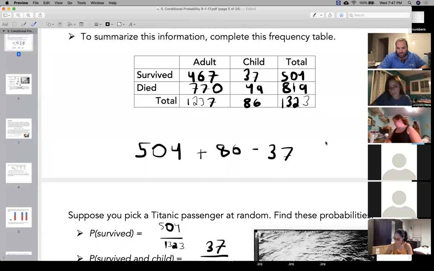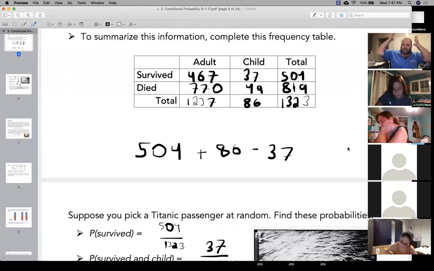So the total that survived, that's correct. Your given is not what's before the line. Your given is what's after the line. You ignore what's before the line when you're first calculating your denominator. The denominator comes from after the line and only after the line. The word after the line is survived. Nothing about child or adult, just the word survived. How many survived? 504. Once you have that, then you go to the front and you say, okay, of those 504, how many satisfy what's before the line? And the answer is 37, okay?